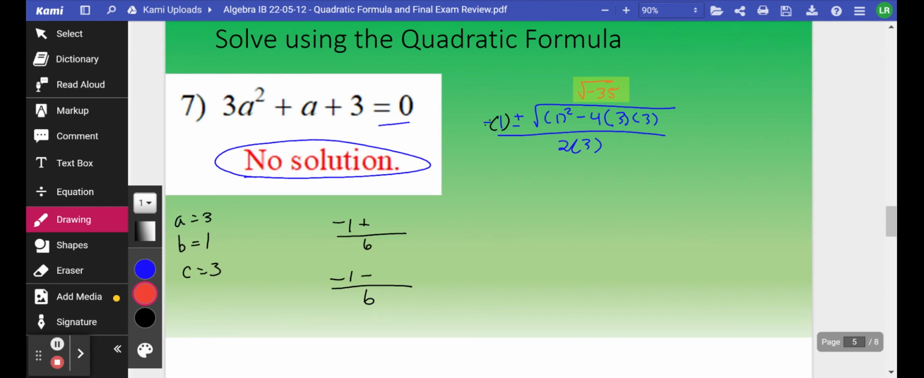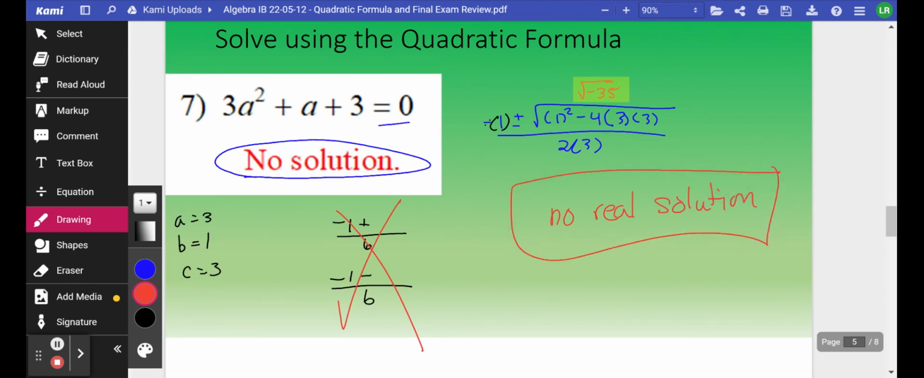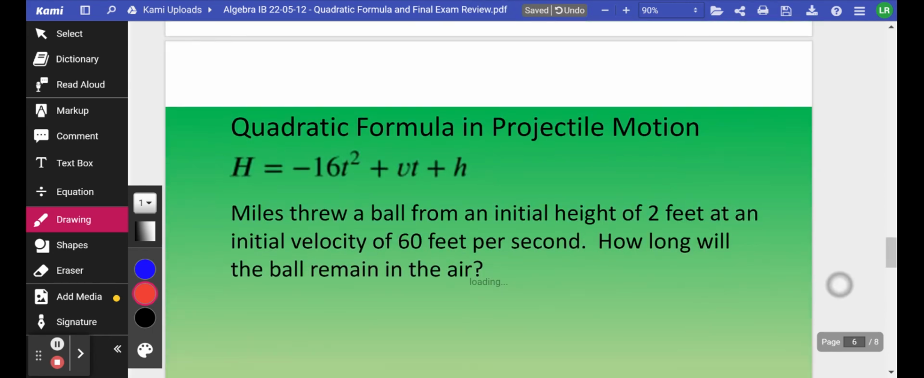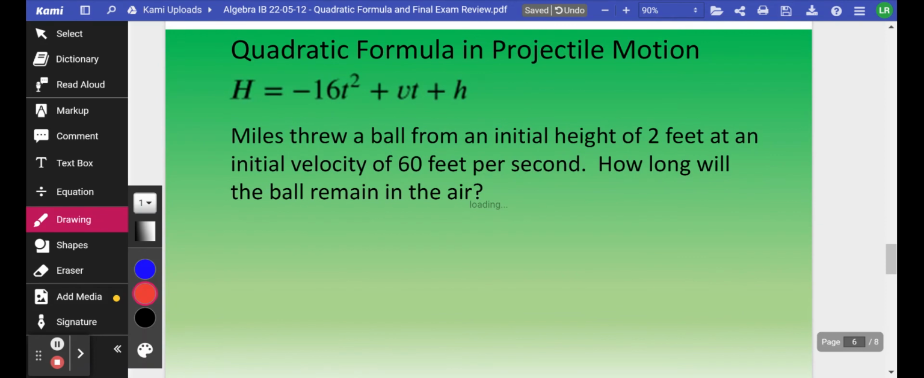There's a reason why. Because there's nothing else to do. The answer is no. I prefer this word real solution. There are imaginary ones. There's just no real ones. Okay? All right. Last problem before we get to our review sheet. So please pause the video and give students 4 minutes to complete this projectile motion problem.